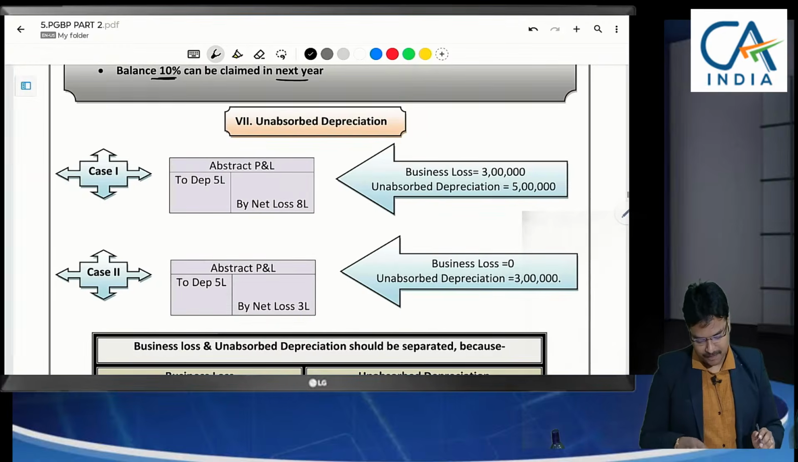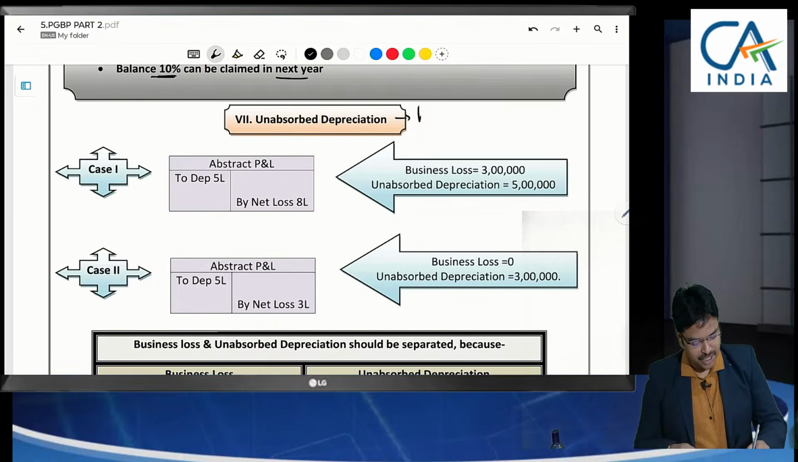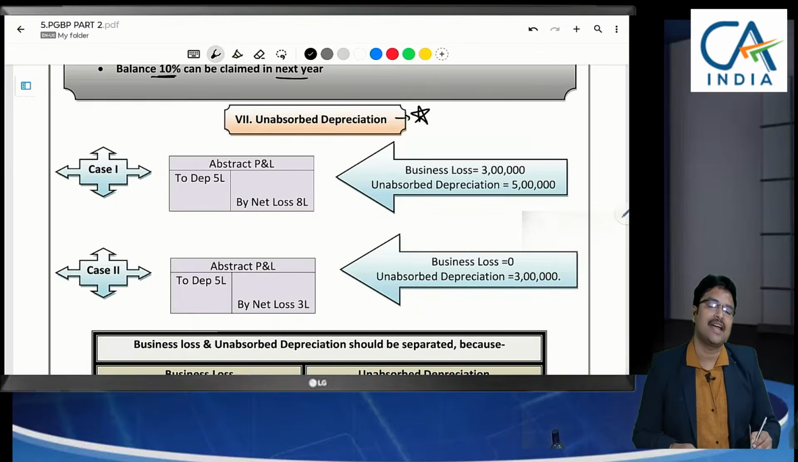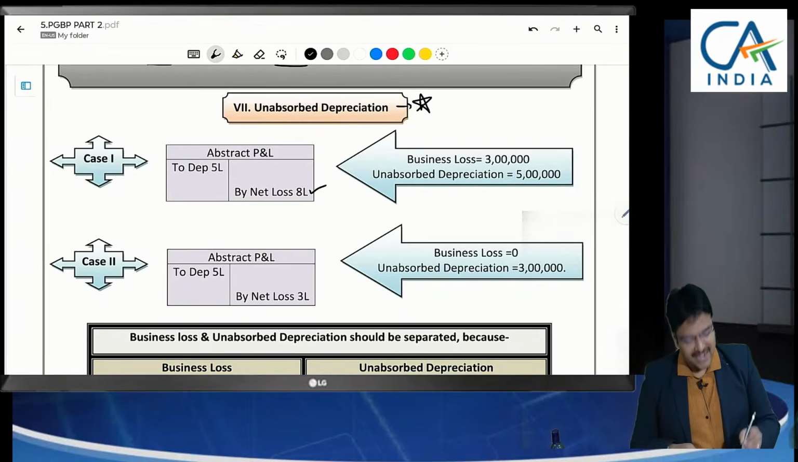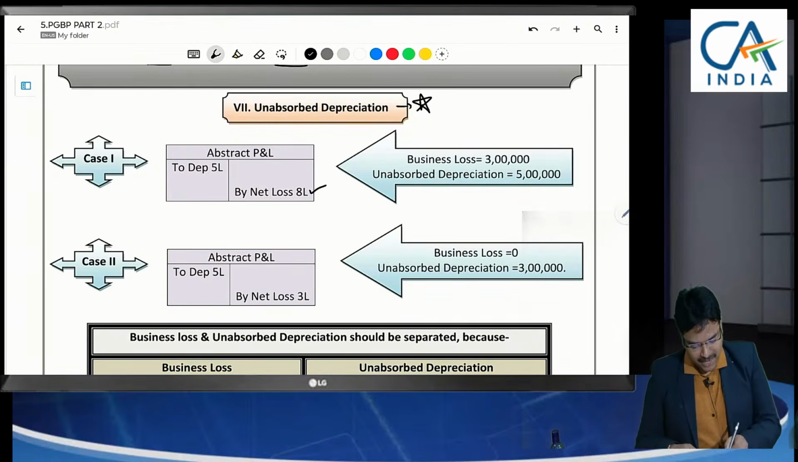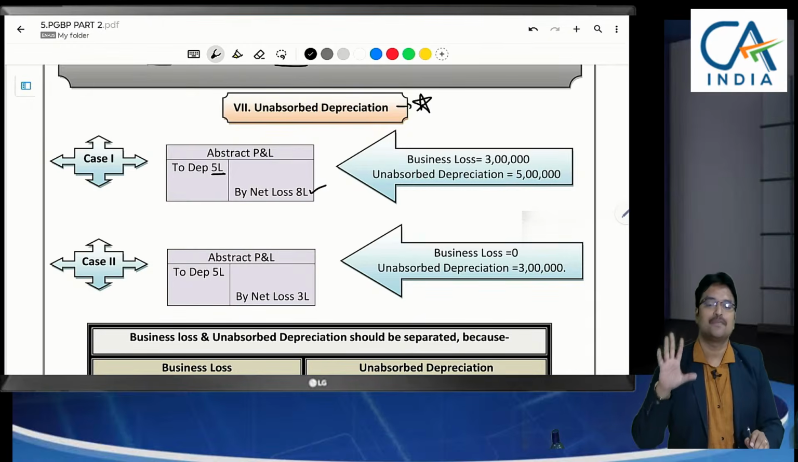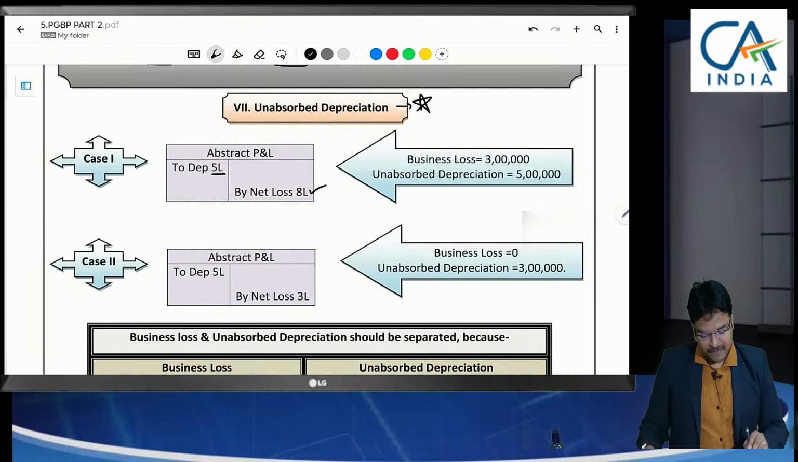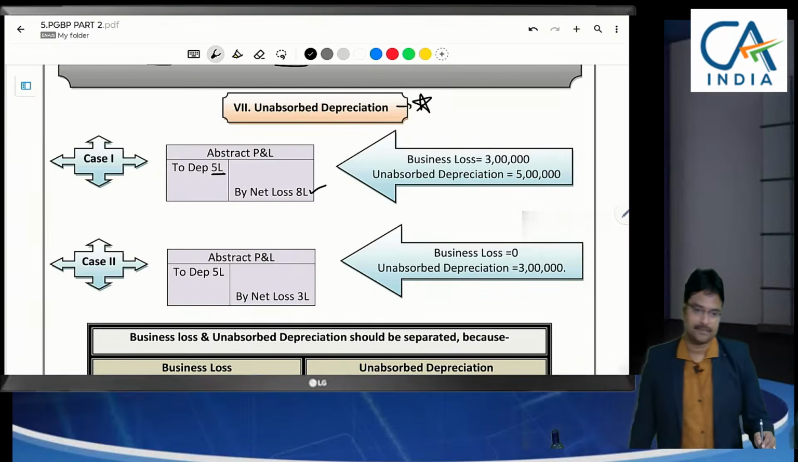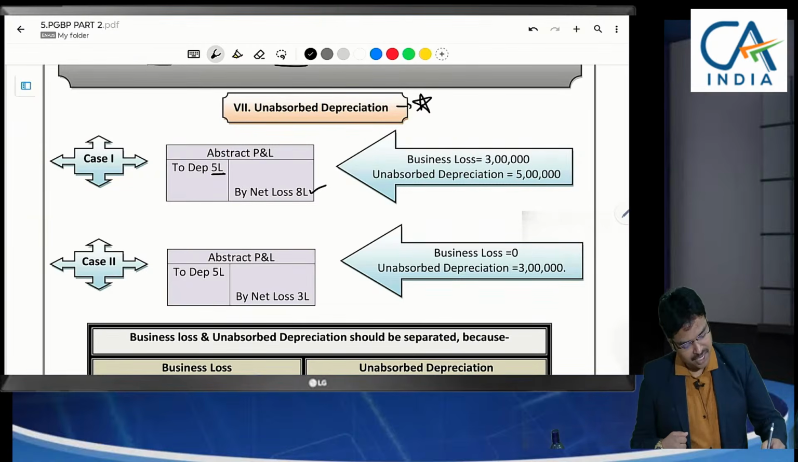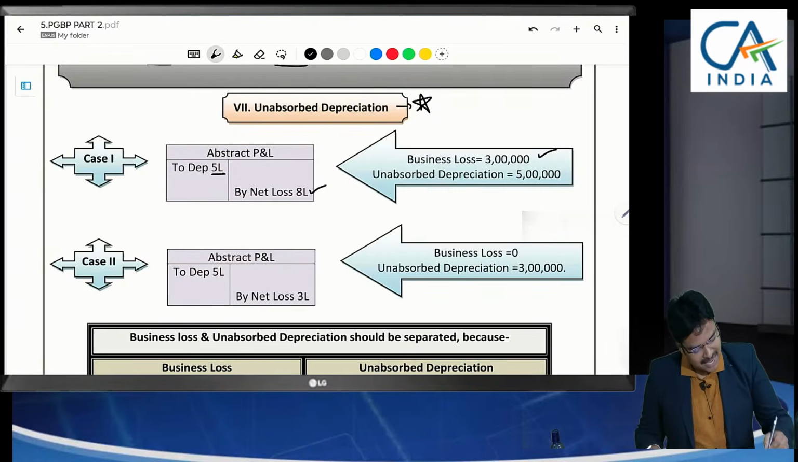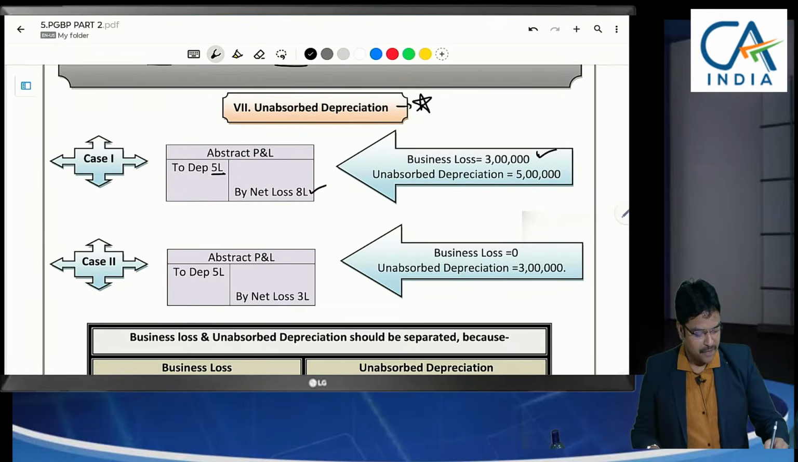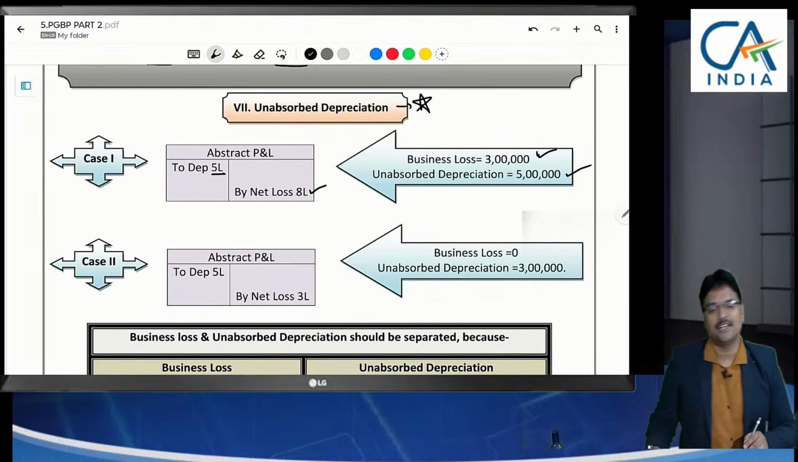Coming to the next one, unabsorbed depreciation. First, how to separate unabsorbed depreciation. Please see here case 1, net loss is 8 lakhs in P&L account. P&L account we have already debited 5 lakhs depreciation. Now here, if depreciation is not written, how much is the loss? 3 lakhs will be the loss. 3 plus 5, since depreciation is written, the loss has come to 8 lakhs. That is why 3 lakhs will be treated as business loss and 5 lakhs will be treated as unabsorbed depreciation.